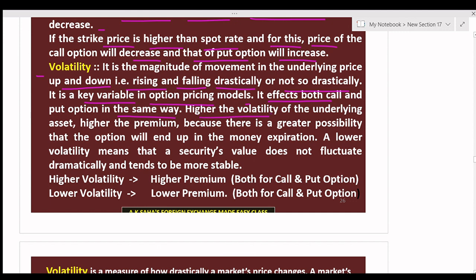The higher the volatility of the underlying asset, the higher the premium, because there is a greater possibility that the option will end up in the money at expiration. A lower volatility means that a security's value does not fluctuate dramatically and tends to be more stable. High volatility means higher premium both for call and put options. Lower volatility means lower premium both for call and put options.